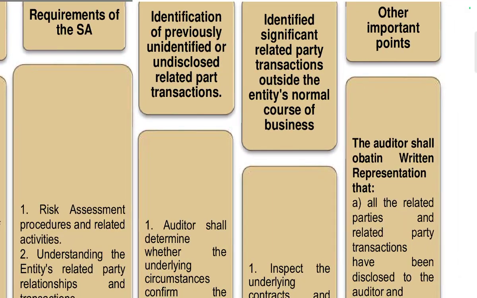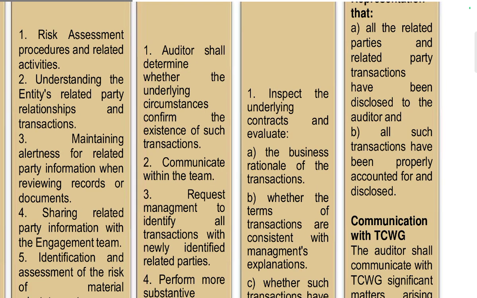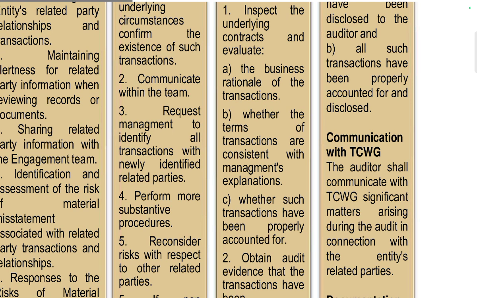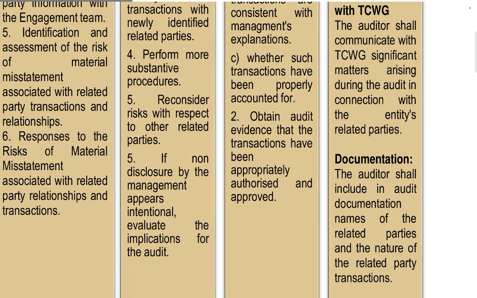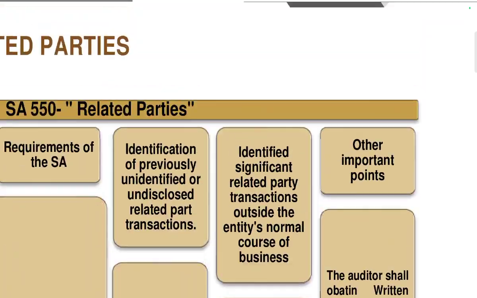Identification of previously unidentified or undisclosed related parties. The auditor shall examine whether the underlying circumstances confirm the existence of the transaction, and communicate with the team. Request management to identify the transactions with the newly identified related party and perform more substantive procedures. Reconsider the risk for other related parties. If non-disclosure by management appears intentional, evaluate the implications for the audit.